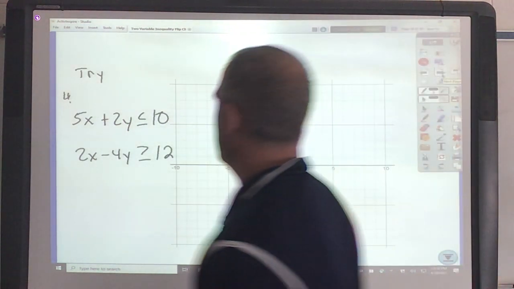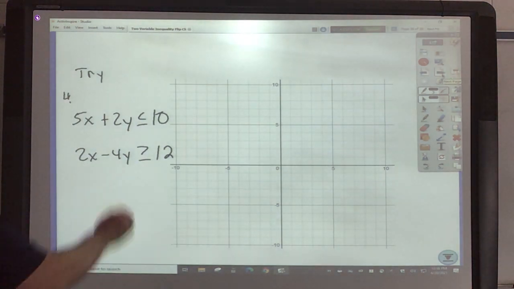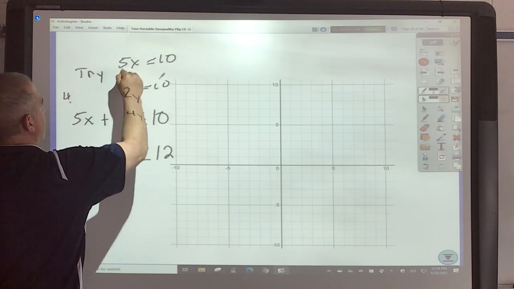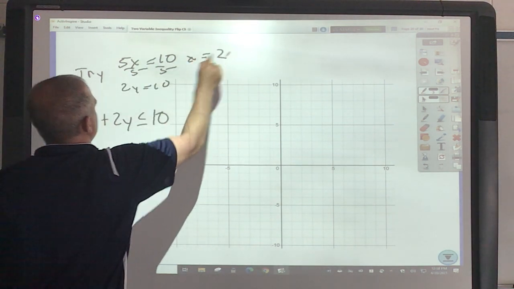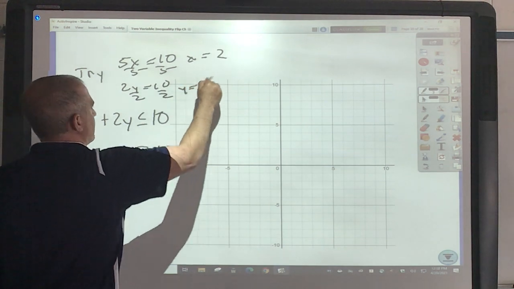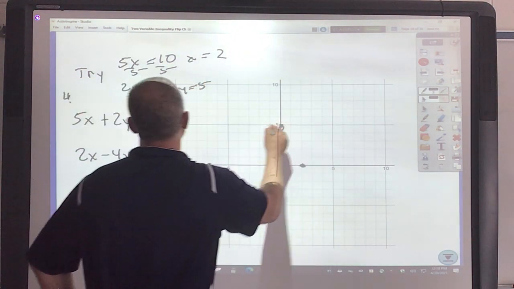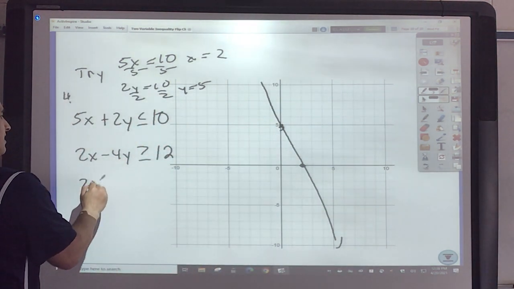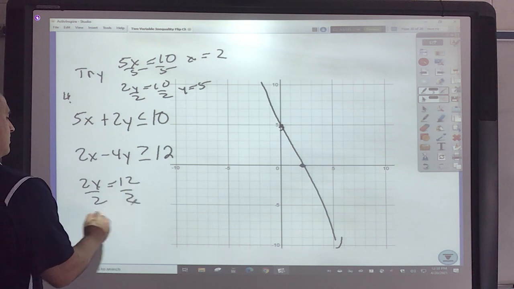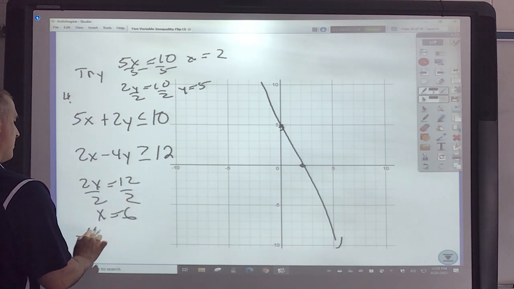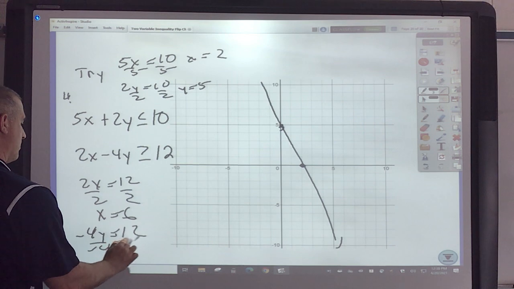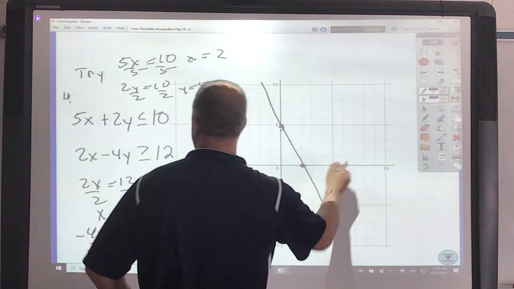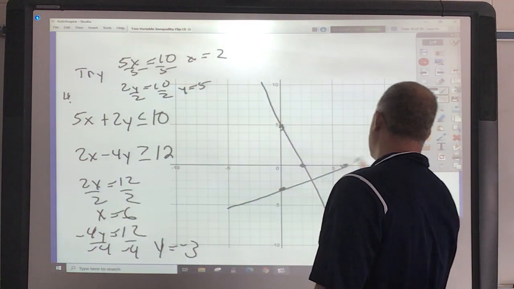Last one here. So I got 5x equals 10. I got 2y equals 10. Divide by 5, I got x is 2. Divide by 2, y is 5. So 2 for x, 5 for y. That would be a solid line. This one will be 2x equaling 12. That's x equals 6. That's negative 4y equals 12. Divide by negative 4, y is negative 3. So negative 3 and 6. This is also a solid line.